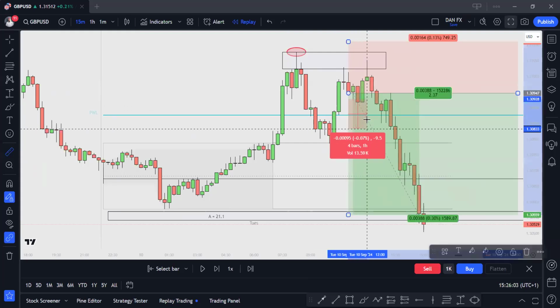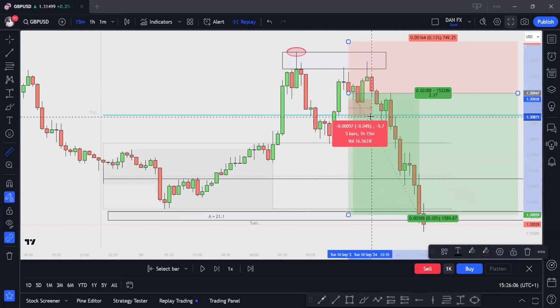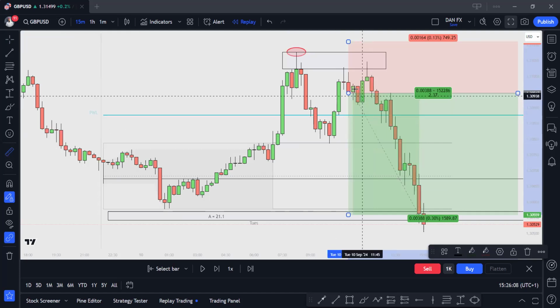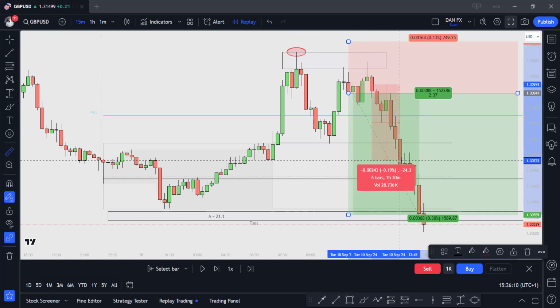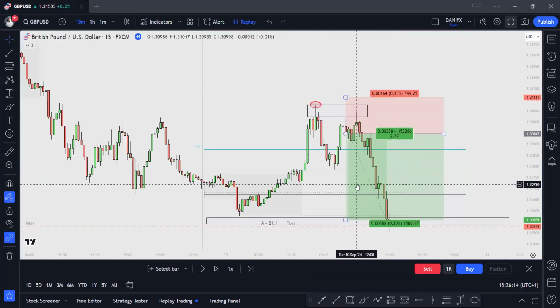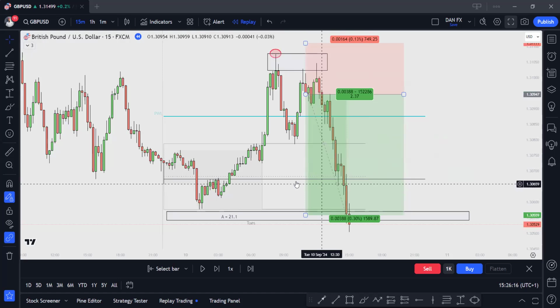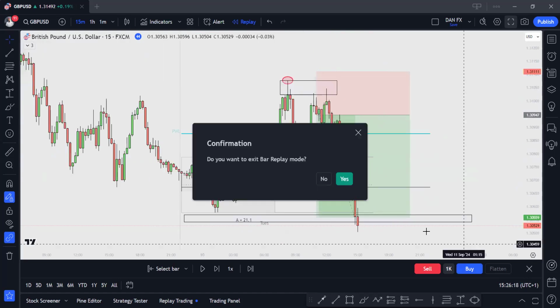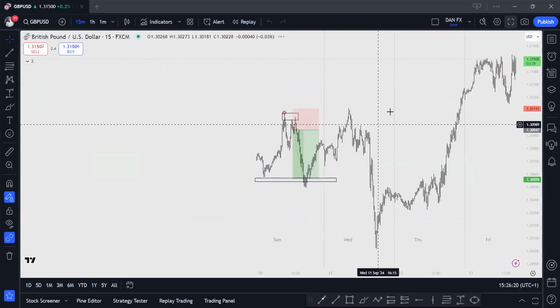So from here to here is 1 hour 15 minutes. They give me a third leg. I count 2 hours again from there. And then in 2 hours' time, I'm halfway to my take profit and price eventually hits the take profit. All right, so this was how I caught this trade on GBP USD.